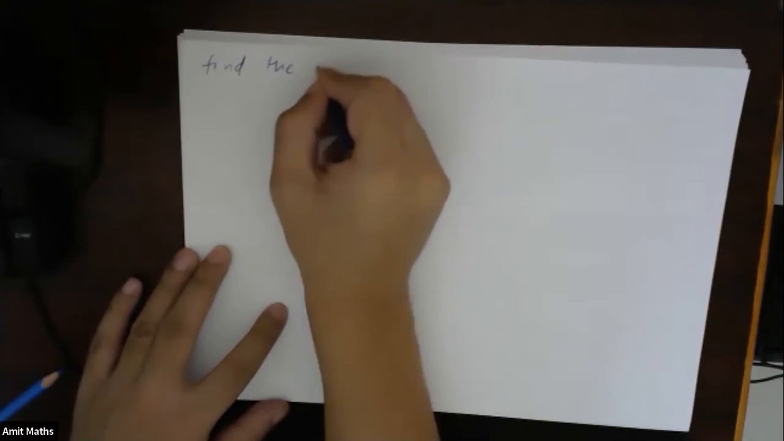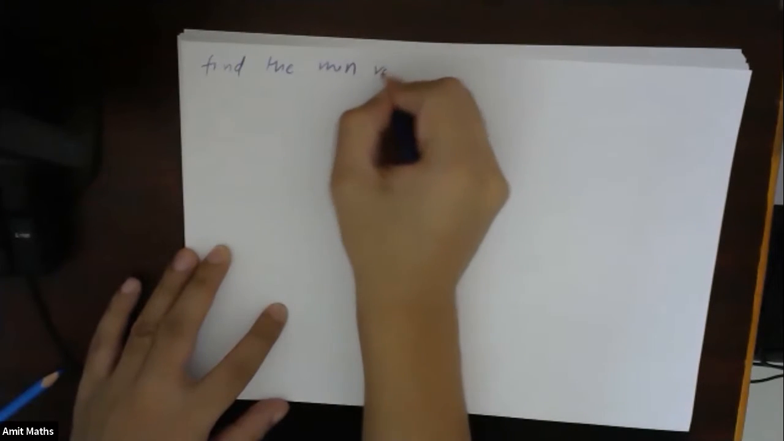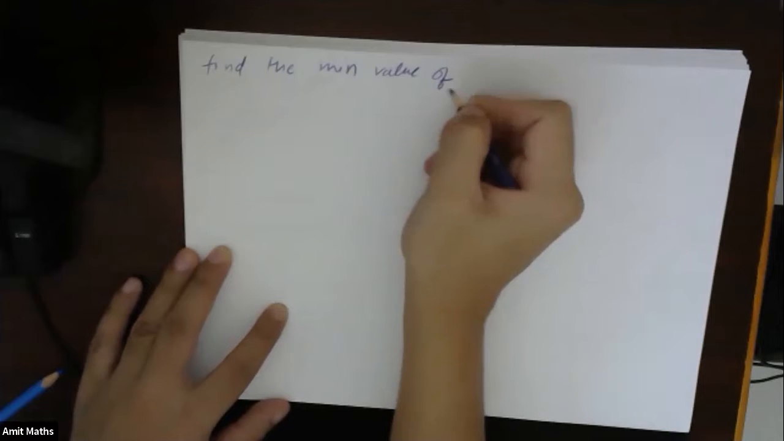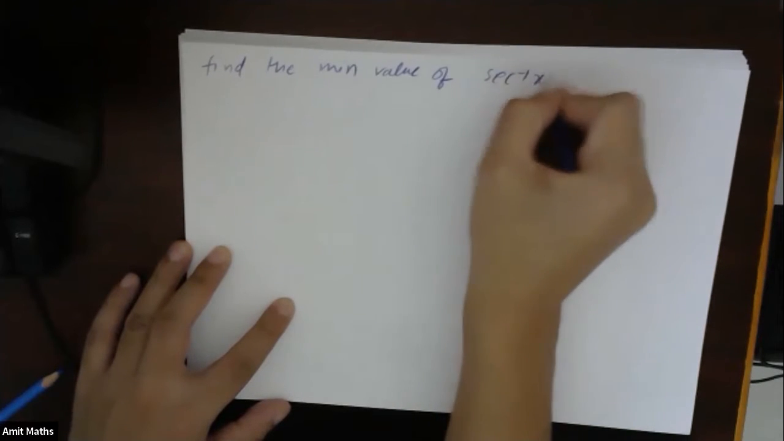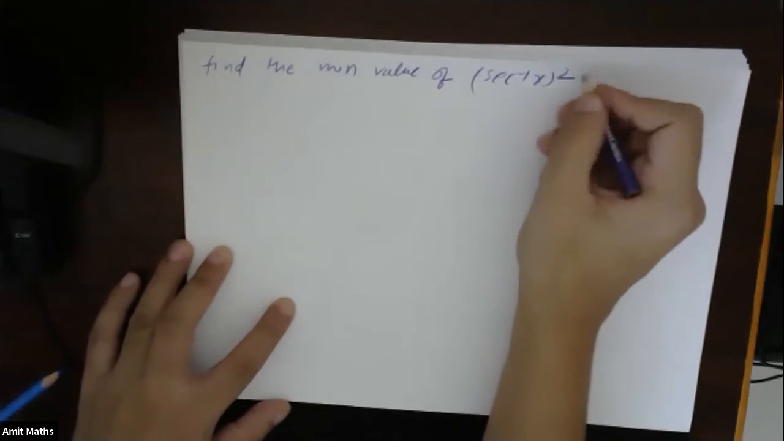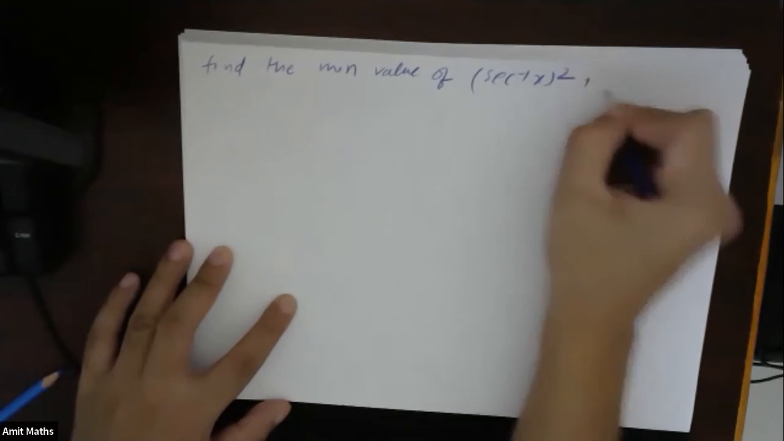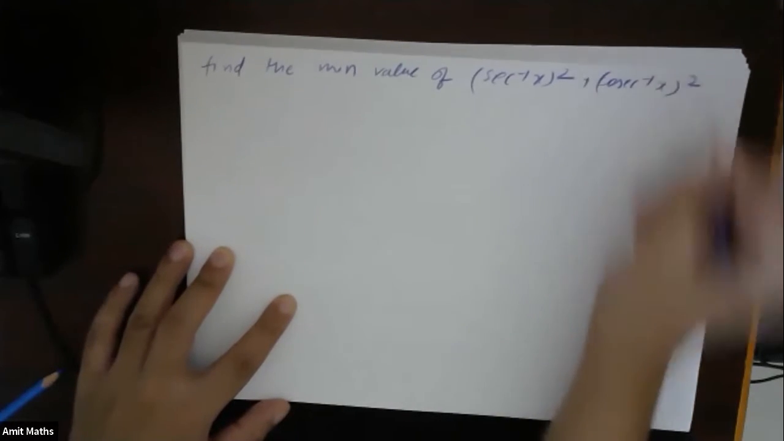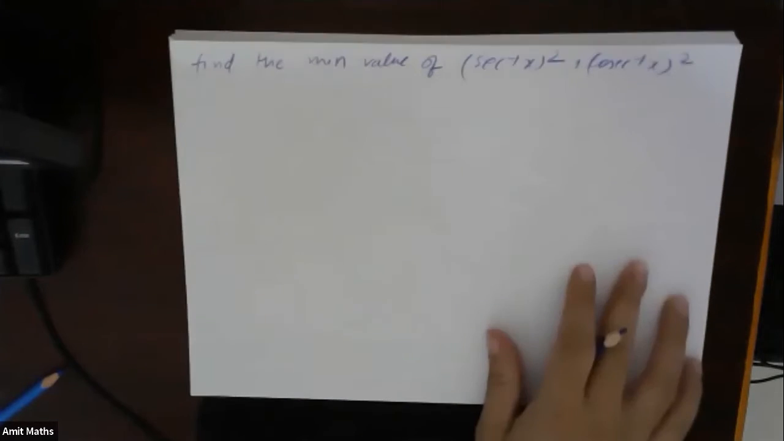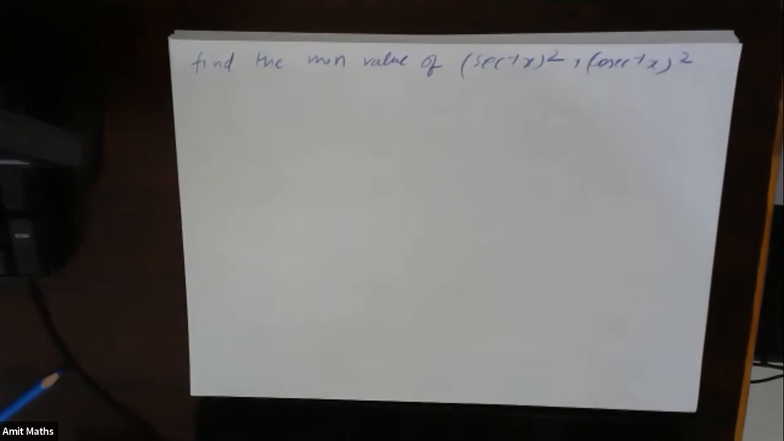Find the minimum value of sec inverse x whole square plus cosec inverse x whole square. Find the minimum value of sec inverse x whole square plus cosec inverse x whole square.